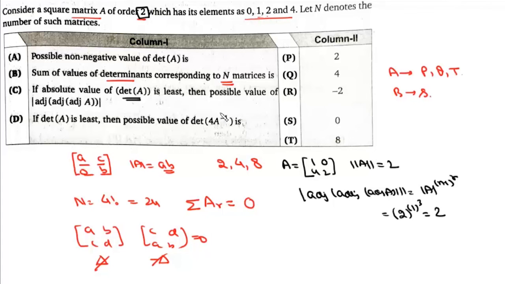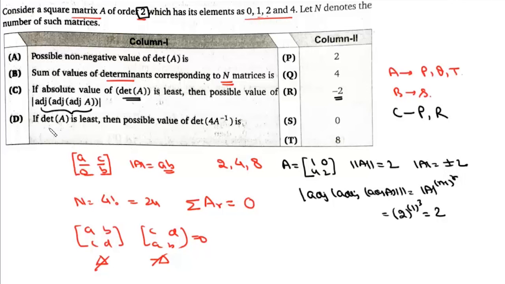So that means this C, it matches with P. And here we are not talking about absolute value of A. So if least absolute value is 2, then value of determinant A can be plus 2 or minus 2. So it can also be this minus 2. So this C, it matches with P and R.